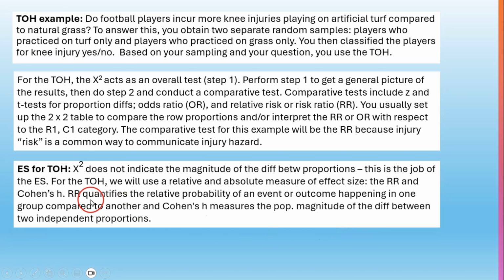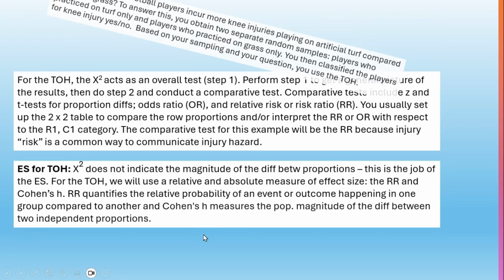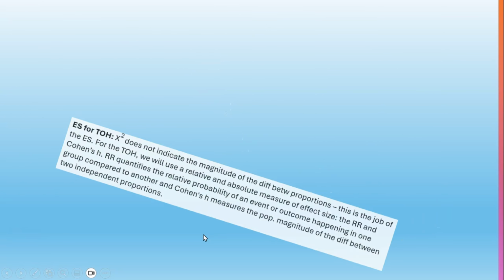The risk ratio, or relative risk, quantifies the relative probability of an event or outcome happening in one group compared to another. And Cohen's H measures the population magnitude of the difference between two independent proportions, and that's exactly what we have. So let's take a look at the analysis for that.